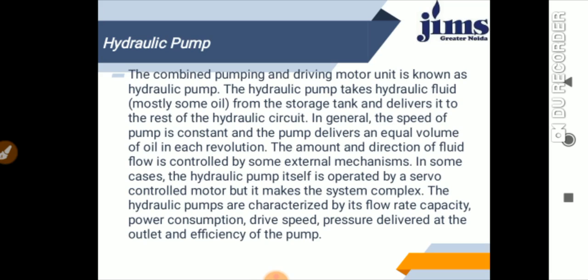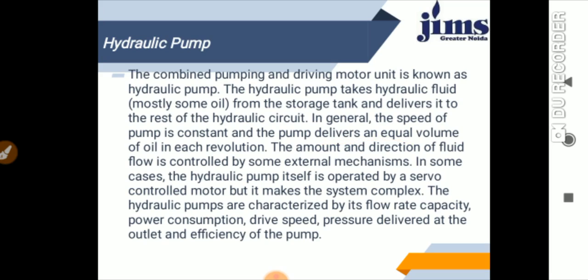In general, the speed of the pump is constant, and the pump delivers an equal volume of oil in each revolution. So the amount and the direction of the fluid flow is controlled by some external mechanism. In some cases, the hydraulic pump itself is operated by a servo control motor, but it makes the system very complex. The hydraulic pump is characterized by its flow rate capacity, power consumption, drive speed, pressure delivered at the outlet, and efficiency of the pump.